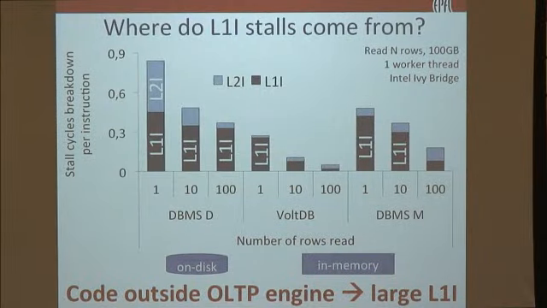And let's look at what happens then to the instruction stalls and see if there's any interesting pattern to understand the behavior of VoltDB and DBMS-M with large instruction stalls. So here on the x-axis you have DBMS-D, the disk-based system, VoltDB, and DBMS-M, and on the y-axis you have stall cycles per instruction again, which is what matters for the processor.